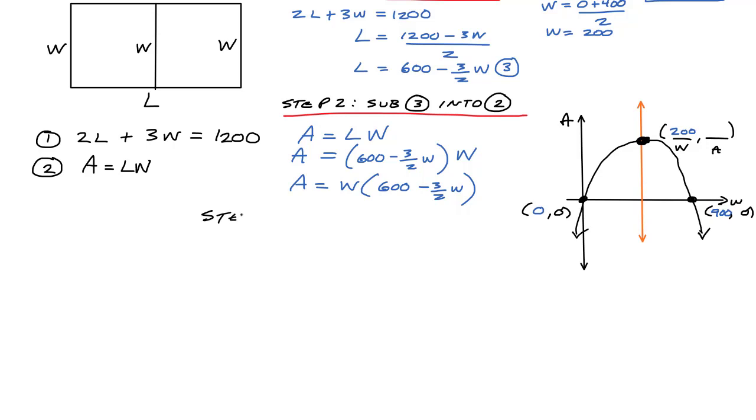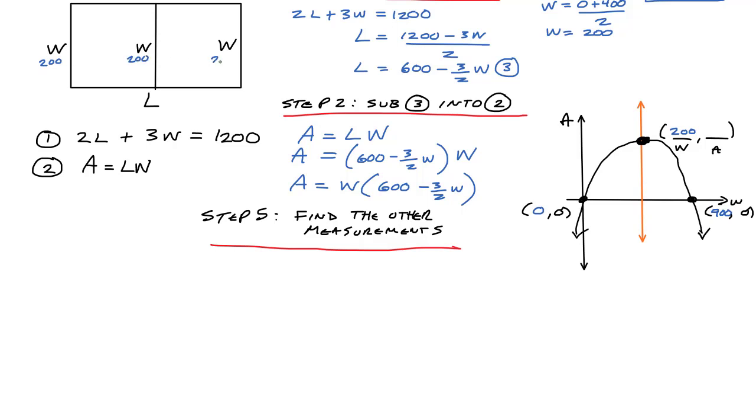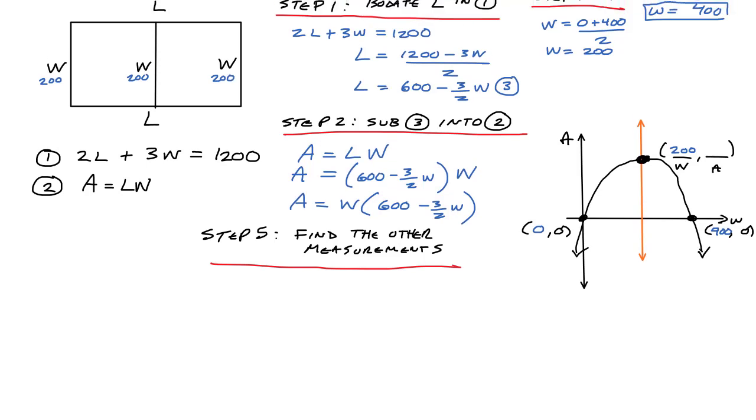So step 5, let's just find the other measurements, okay? So what do I mean by that? I mean, what's the length? What's the area, right? We know the width has to be 200. So in my diagram here, I know each of these widths are going to be 200 meters, 200 meters, 200 meters. Well, what's the length going to be, right? I need the length. So don't we have a formula right here where we have length isolated? Length is equal to 600 minus 3 halves the width. All right, so let's do that.